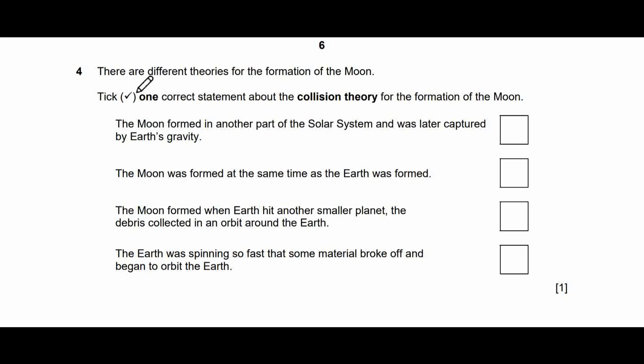Question 4, there are different theories for the formation of the moon. Pick one correct statement about the collision theory for the formation of the moon. Is it the moon formed in another part of the solar system and was later captured by Earth's gravity? Or the moon was formed at the same time as the Earth was formed? Or the moon formed when Earth hit another smaller planet and the debris collected in an orbit around the Earth? Or the Earth was spinning so fast that some material broke off and began to orbit the Earth?